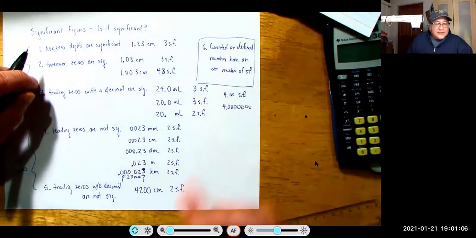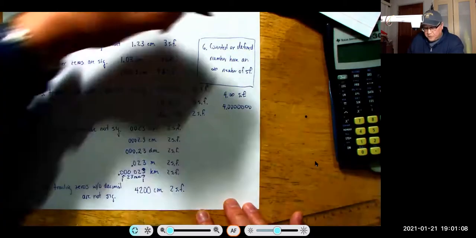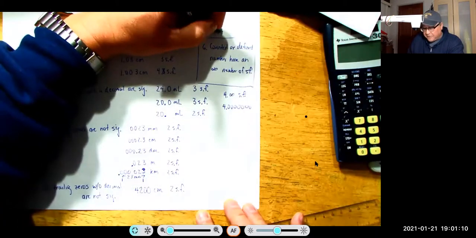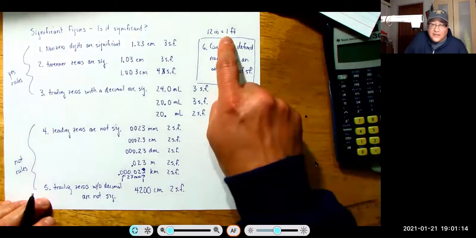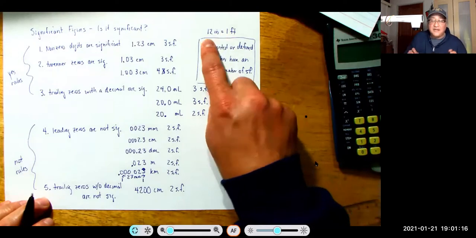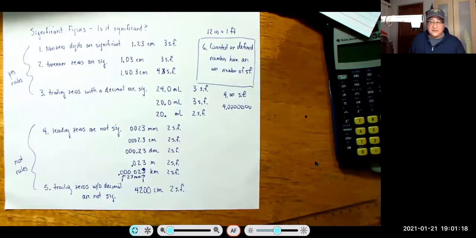What's an example of a defined number? 12 inches is equal to 1 foot. That's a definition. How many sig figs in 1? Infinite. How many in 12? Infinite. Okay, so those are your rules for significant figures.